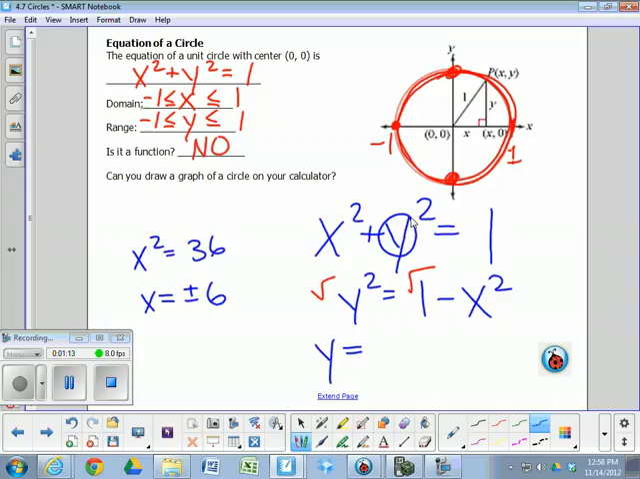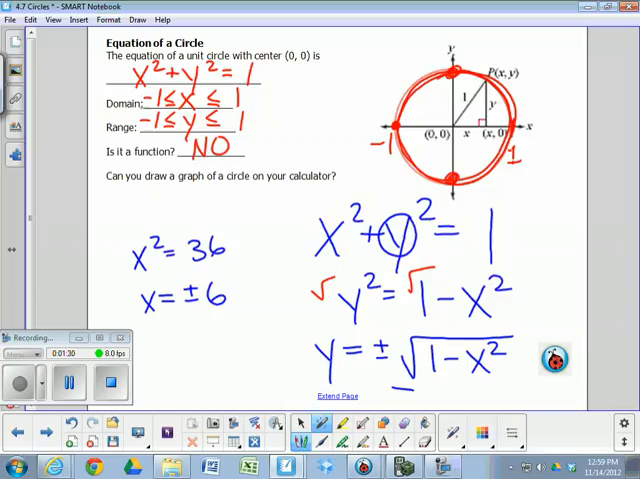So when you do it here, you get plus or minus the square root of 1 minus x squared. Leave it alone on the inside. Don't square root the 1. Don't square root the x. Just leave them alone. This is not the square root of 1 minus the square root of x squared. You do not rewrite it like that. It's just not true. So it's going to disappear. That's the equation that we can graph to make a circle on our calculator.